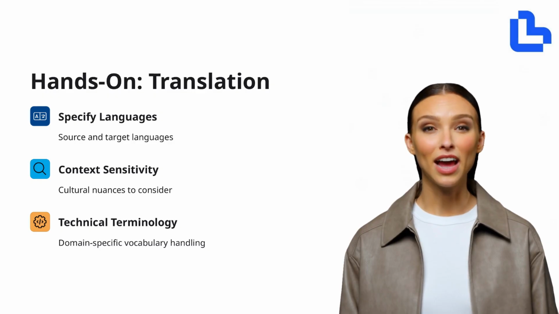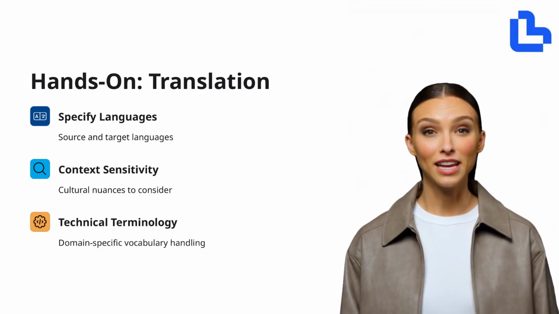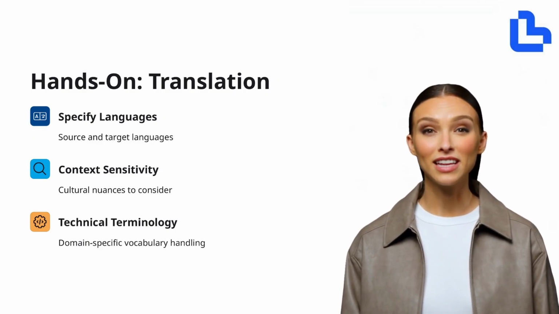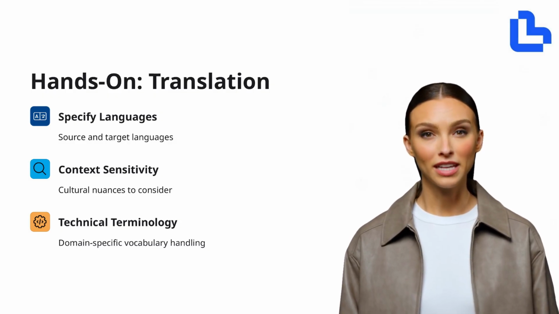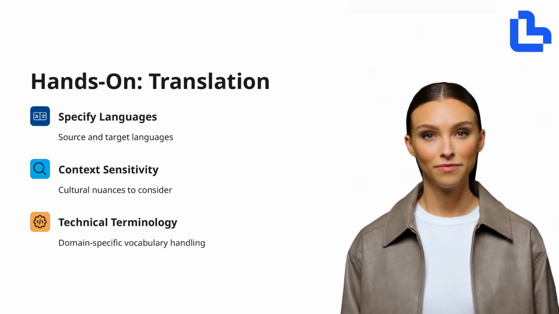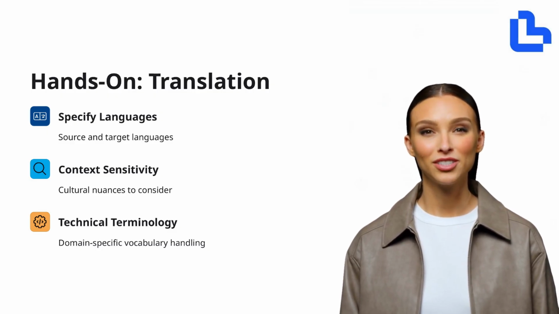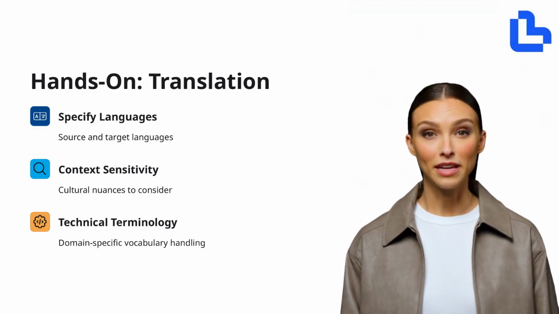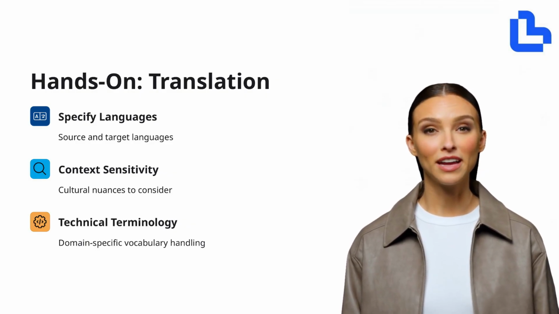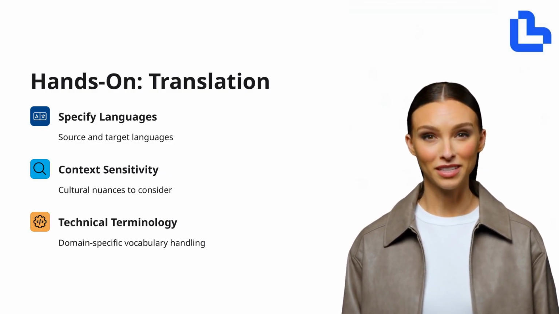By guiding the AI with clear language pairs, contextual cues, and terminology expectations, you'll get translations that are not only linguistically correct, but also culturally and professionally appropriate. This is especially important when your brand reputation or user trust is on the line. In short, translation isn't just about converting words, it's about conveying meaning. And with the right prompt, AI can do that with impressive fluency.